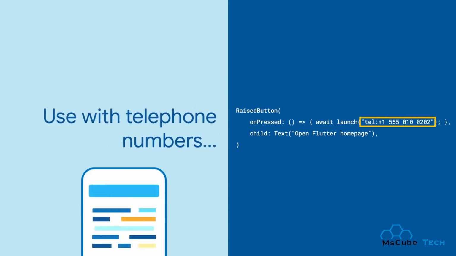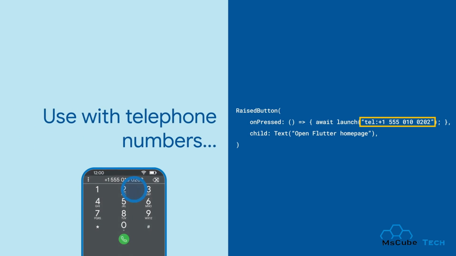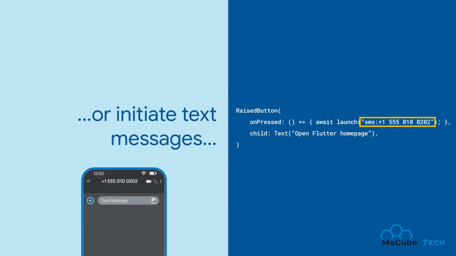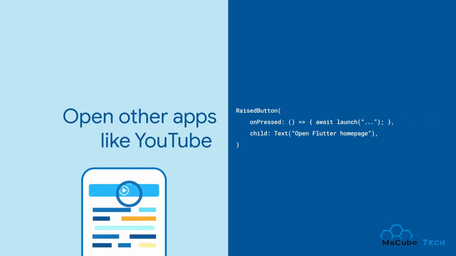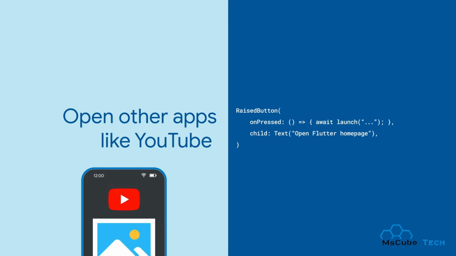You can also use the URL launcher with telephone numbers. This will start the phone's dialer app. Or you can initiate text messages, or even emails. Finally, if there are apps installed with special URL handlers such as YouTube, your app can launch into those apps.